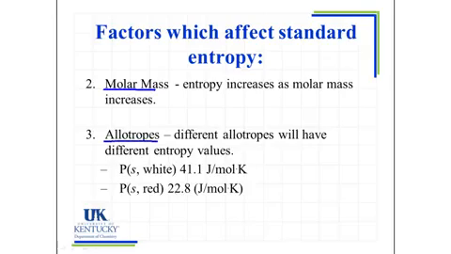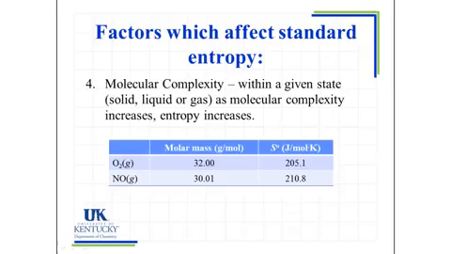Allotropes. Now you can't look at an allotrope necessarily and know which one has more entropy than the other, but you ought to realize that the connectivity of those atoms within the substance or within the element makes a difference in the entropy. So here are two phosphorus allotropes, white and red, and we see that they have different values of entropy.